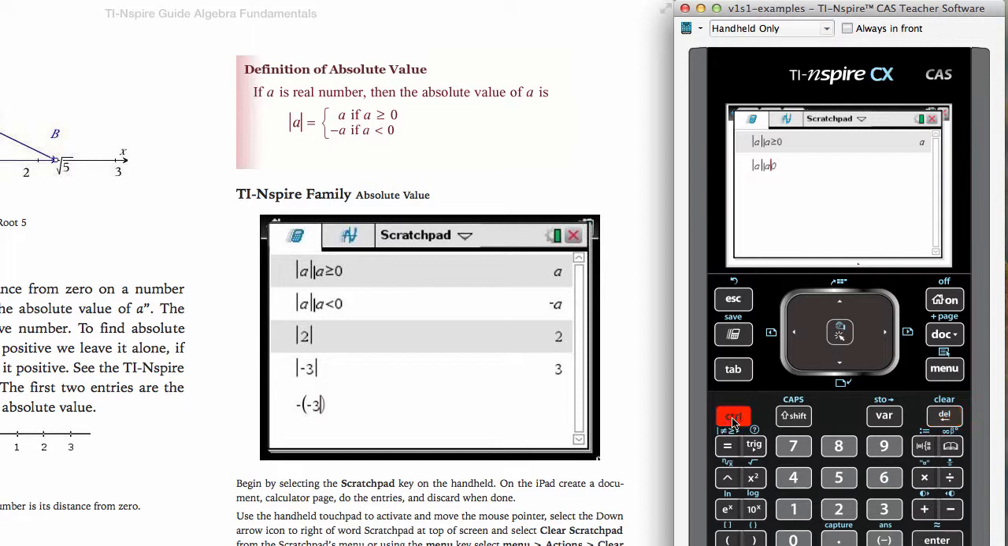To get the less than, we'll go to the same area, move over to the less than, press enter, and we see that the answer comes out to be negative A. So again, that's a very nice part of this calculator, is if we forget formal definitions, we can use it to help us with them.